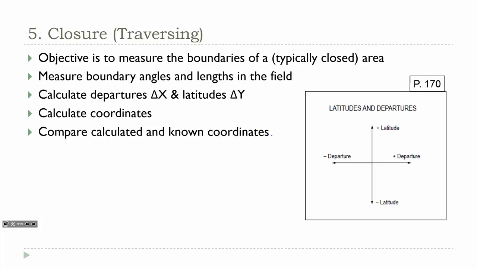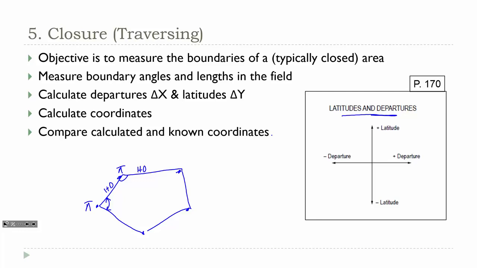So closure also applies to traversing. Traversing is where you have a boundary that you're interested in, and you would set your instrument up on each of these vertices, directly measure these interior angles as well as the horizontal distance corresponding to them. Then the only thing that the FE book does give you is it reminds you that latitudes are the north-south and the departures are the east-west.